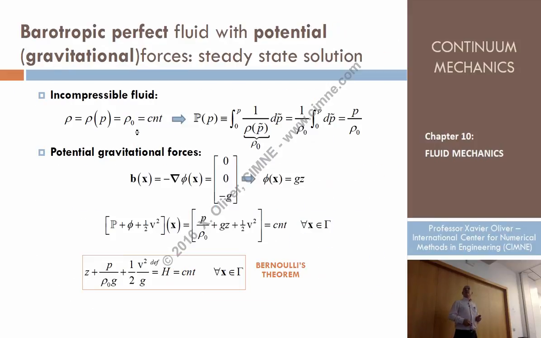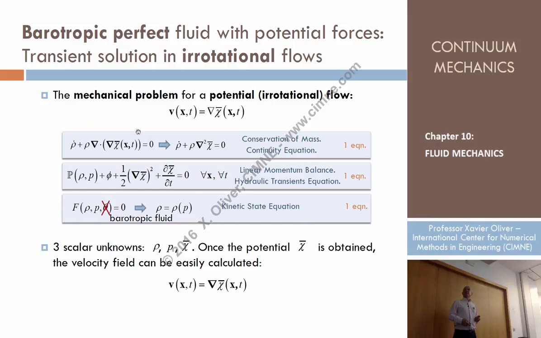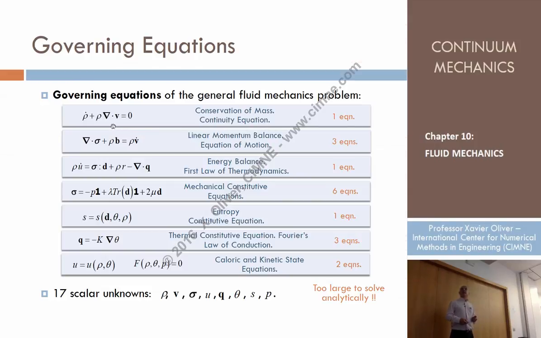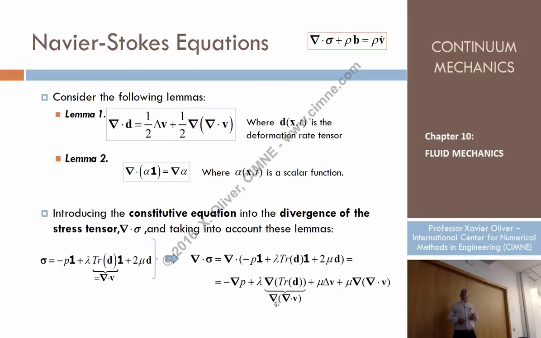Okay? So now let's have a look at the problem, and the problem looks like that. What equations do we have? We have the conservation of mass, the linear momentum balance, the energy balance, the mechanical constitutive equation, the entropy constitutive equation, the thermal constitutive equation, and the caloric and kinetic state equations. We have a grand total of 70 partial differential equations with 70 unknowns. Too large to be solved. Okay, so let's see what we can do with that.